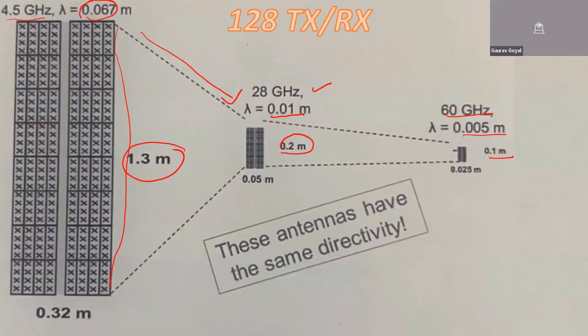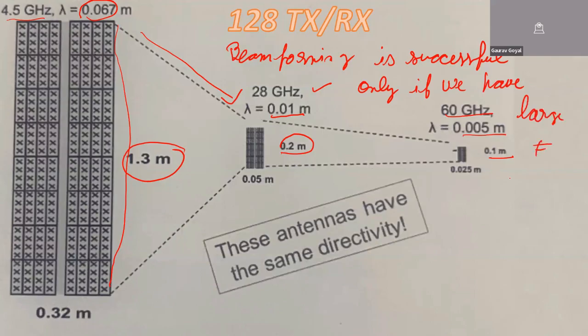And as I said, beamforming is successful only if we have a large number of antennas, right? So it may not be possible at 4.5 gigahertz, but as we move towards millimeter wave, we have a large number of antennas in a small radome. That's why beamforming is possible.